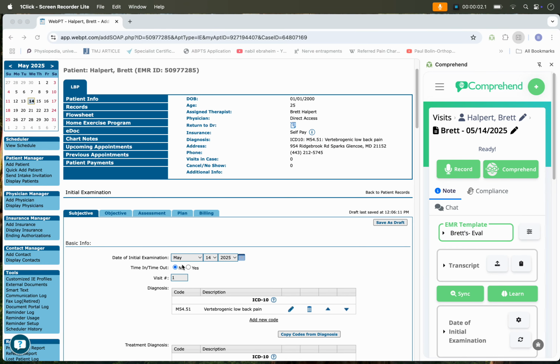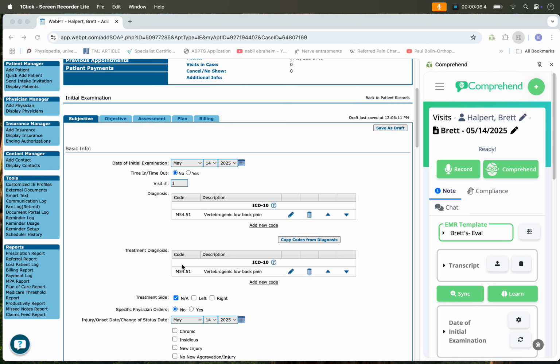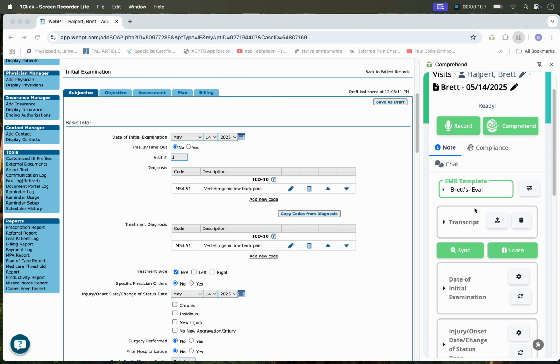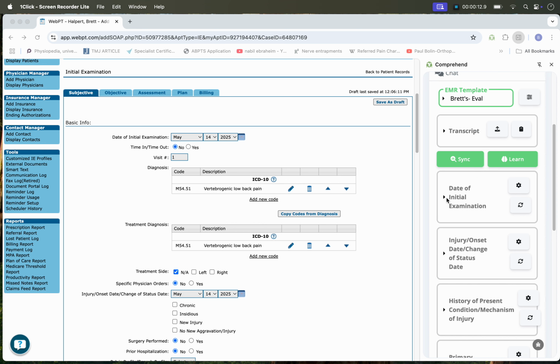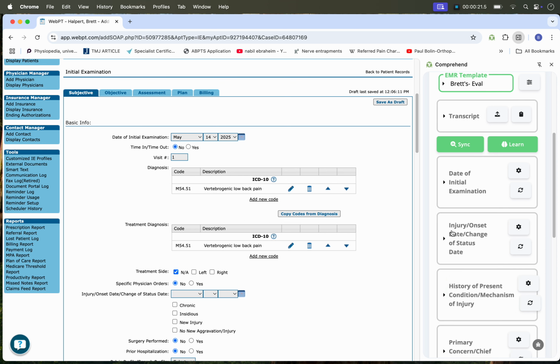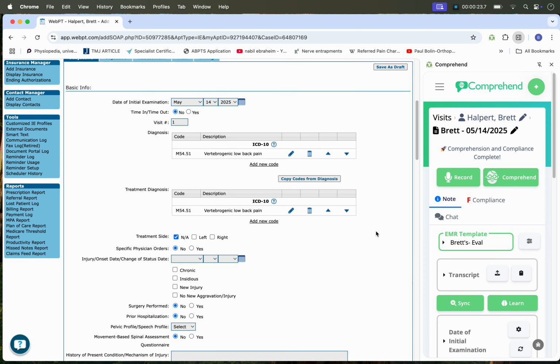In this video, we're going to go over using AI to help you write the evaluation note. So here I've made my templates. I like this one. You can alter the instructions. If you click here, you can just edit what you want it to say. So I've done this and then made it my own template.